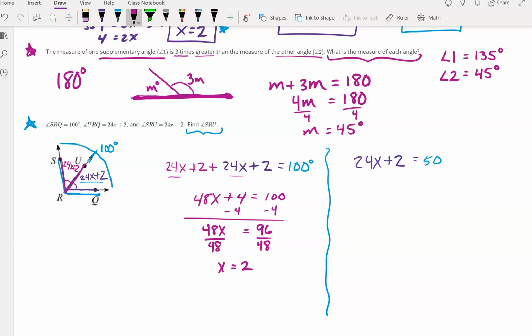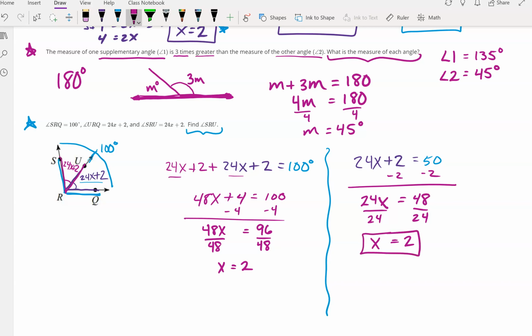Let's see if the same thing happens on this side. Subtract 2, subtract 2. I end up with 24x equals 48. And as I divide by 24 on both sides, I get x is equal to 2, and they're the same. So that worked out great. Now again, watch out, guys, because even though you have this great answer of x is equal to 2, you still have to answer this question.